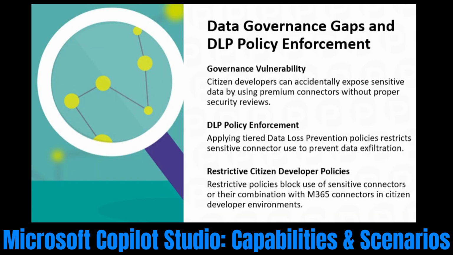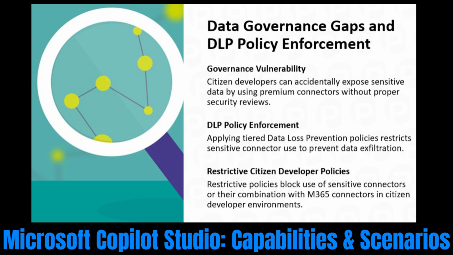Third is the leaky governance gotcha. The problem: a citizen developer is working in their safe, assigned M365 environment. But they use a premium connector, maybe one you didn't intend for broad use, to get their simple bot to a really sensitive backend system, like HR or finance data. And suddenly data could be exposed where it shouldn't be. Exactly, an inadvertent data leak.